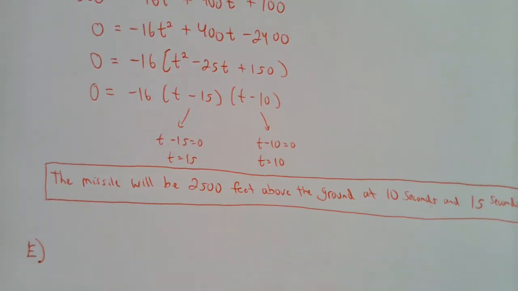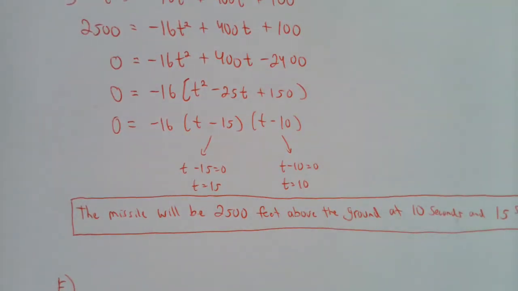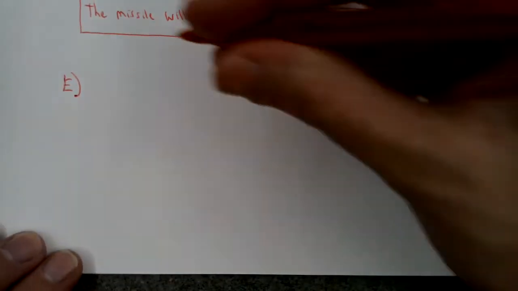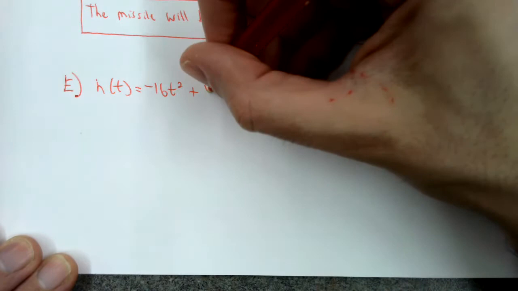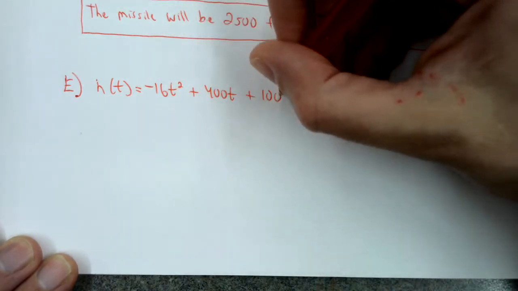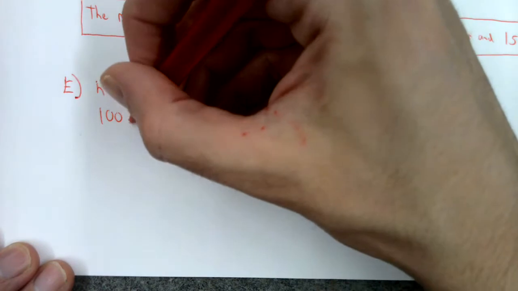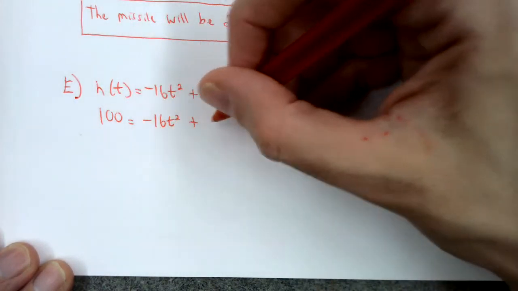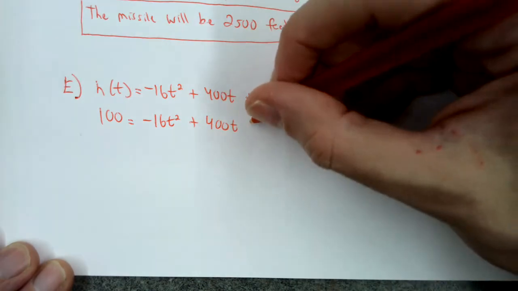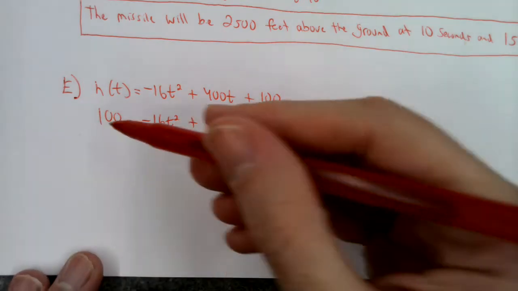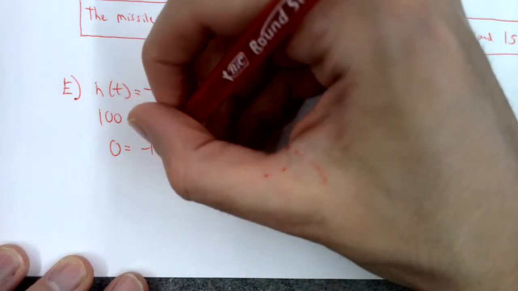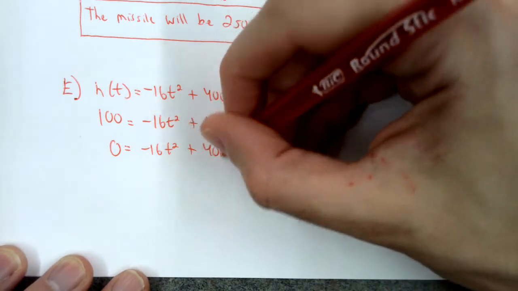And then part E, same thing as part D, except that when will the missile be 100 feet above the ground? So let me recopy the formula from the beginning problem like I've been doing. This time, when will it be 100 feet above the ground? Subtract 100 on each side, so you get 0 equals negative 16t squared plus 400t.